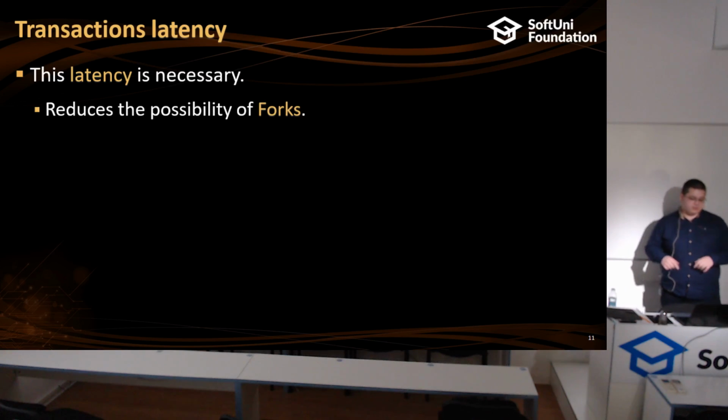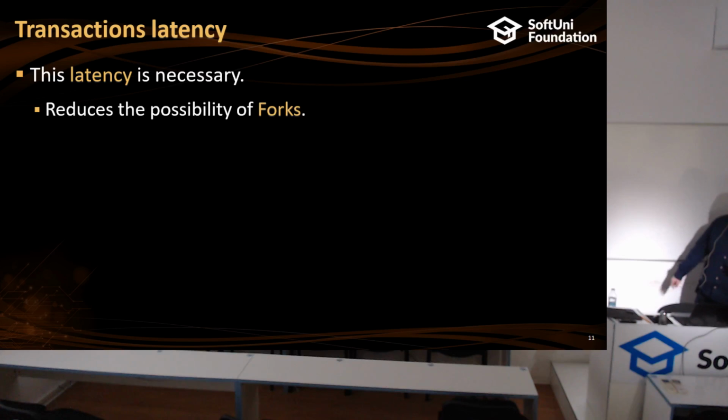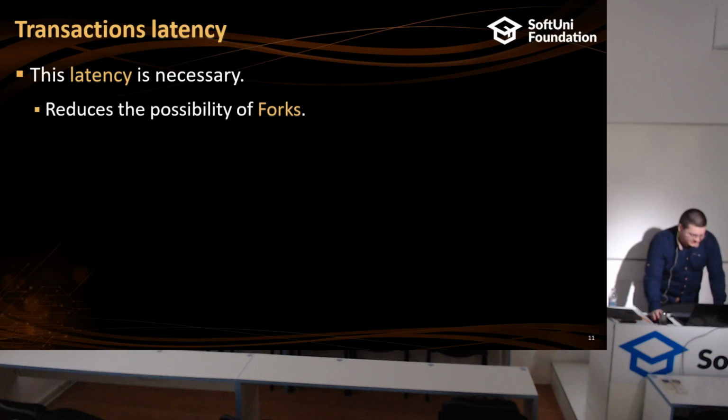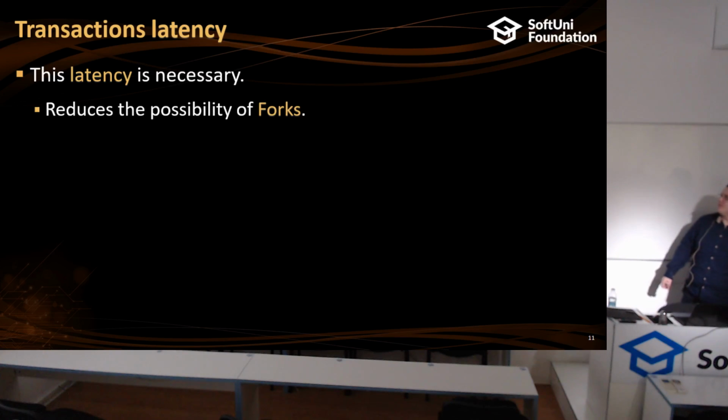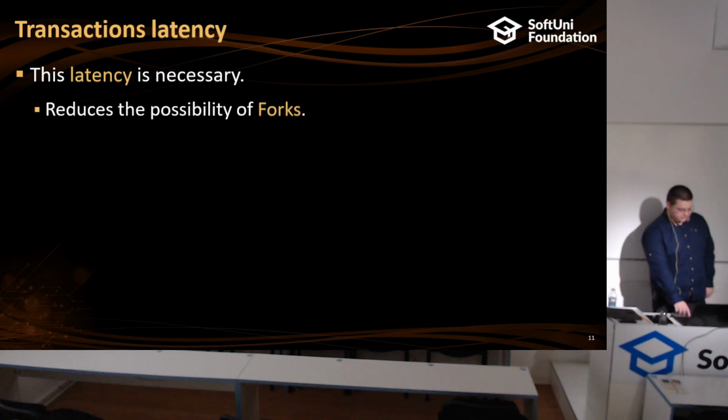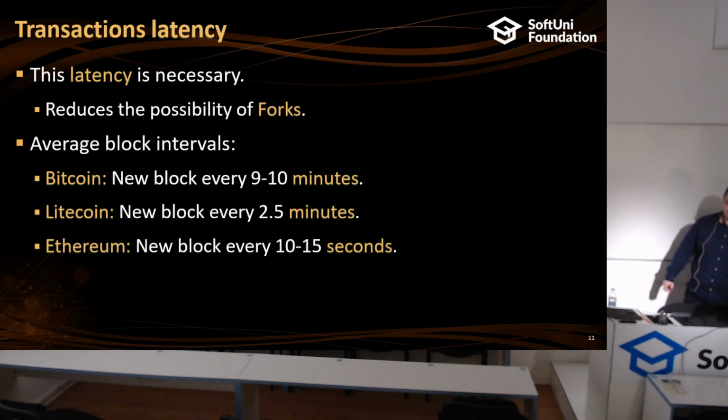And the main reason is that it reduces the possibility of forks. I hope everybody here knows what a fork is. Anybody who knows forks? No one? Okay. So the network basically can split in two halves. I will draw it very simply in just a second to show you. But let's first see what these times look like.